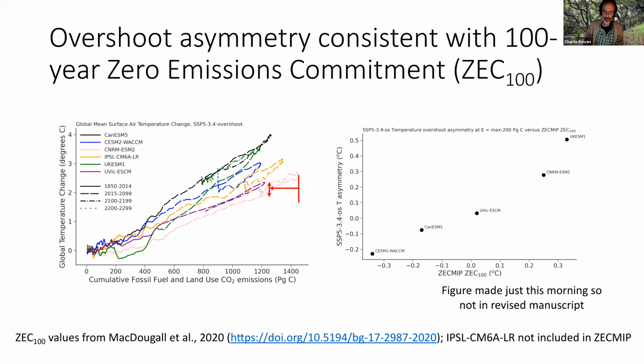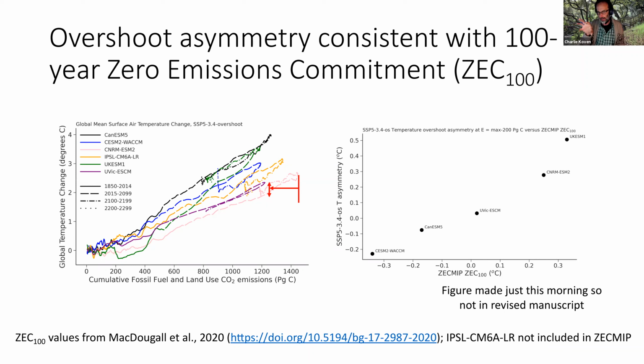And I compare that to the temperature asymmetry, which is if I subtract 200 petagrams of emissions from the point of peak emissions, and compare the temperatures on the ascending branch at peak minus 200 versus the temperature on the descending branch at peak minus 200 petagrams of emissions, and plot those two things against each other, they're super highly correlated, with a slope that's not crazily different from one. I only have five data points, so I don't want to make a huge deal of this. The IPSL model didn't participate in the ZECMIP, so we couldn't include that. But for the five that did participate in both, they're basically telling the same story, which is that there's asymmetry on the centennial time scale around peak emissions.